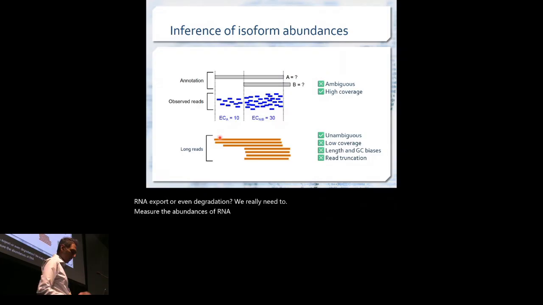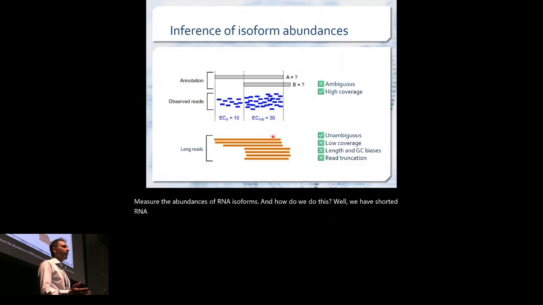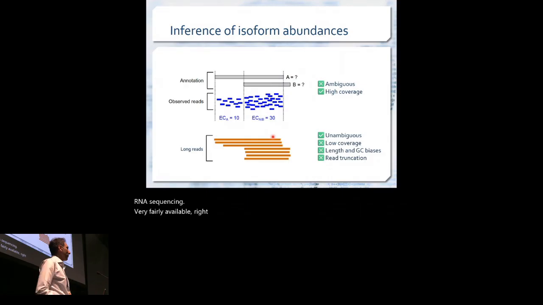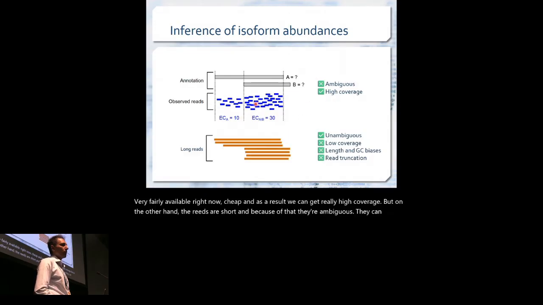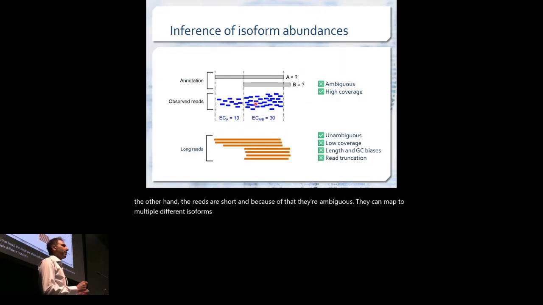And how do we do this? Well, we have short-read RNA sequencing, fairly available right now, cheap, and as a result, we can get really high coverage. But on the other hand, the reads are short, and because of that, they're ambiguous. They can map to multiple different isoforms. So they're not always very informative about which isoform they come from, and therefore it's difficult to measure the isoform.